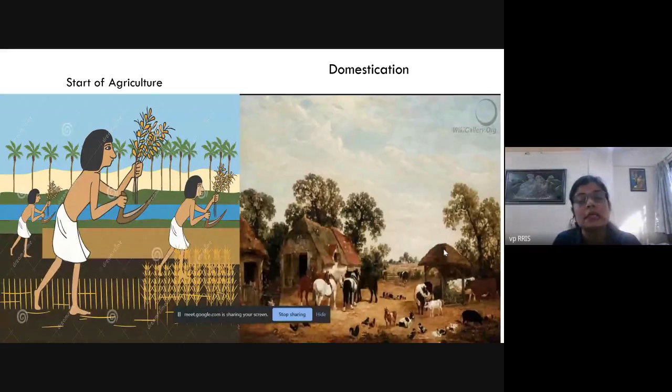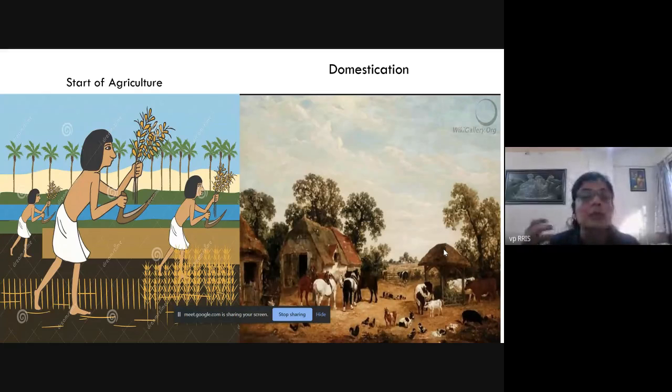So they started realizing that they need not move from one place to another place. They can stay at one place, they can grow their own crops. And for that, they started living at one place. And then they realized that they will also need animals to help in agriculture. And then they started domestication of animals. So this is how agriculture, domestication, all these things started, because man over the years was evolving.